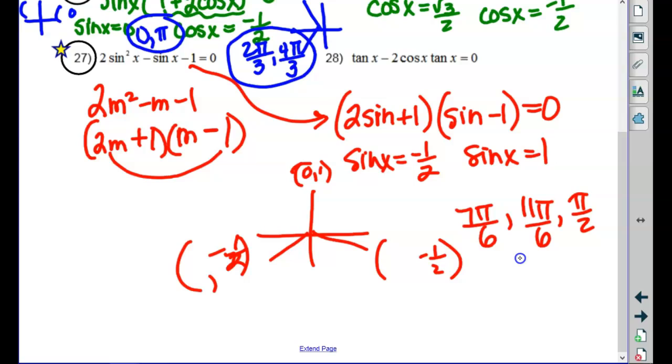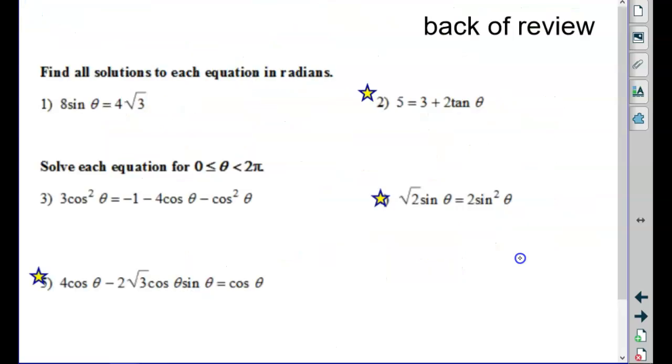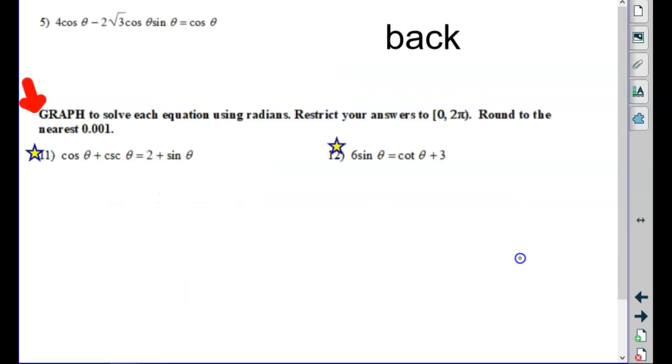All right, how we feeling about 5.2? Okay, then we get to yesterday's stuff. 5.3. Oh, no, we don't. Grab your calculator. On the back of the review, number 11 and 12 are graphing questions. Okay, number 11 and 12 are graphing questions. So your calculator should be in radians, set to 0 to 2 pi.